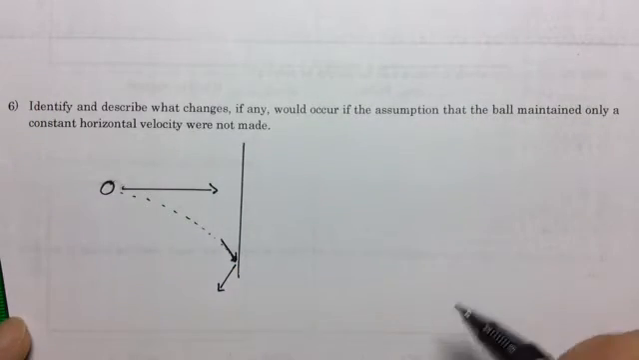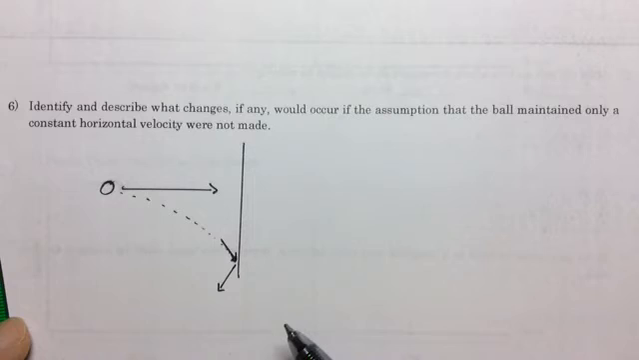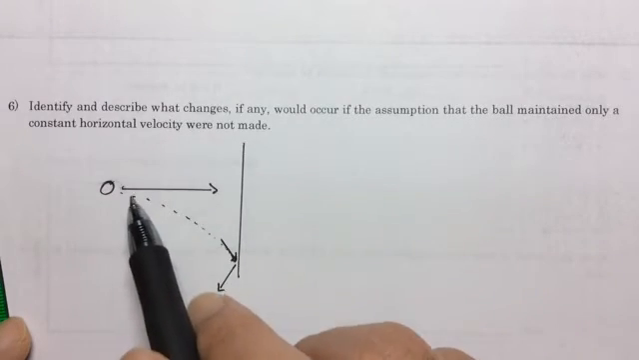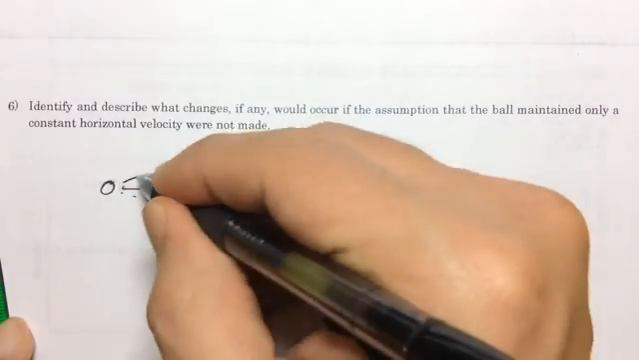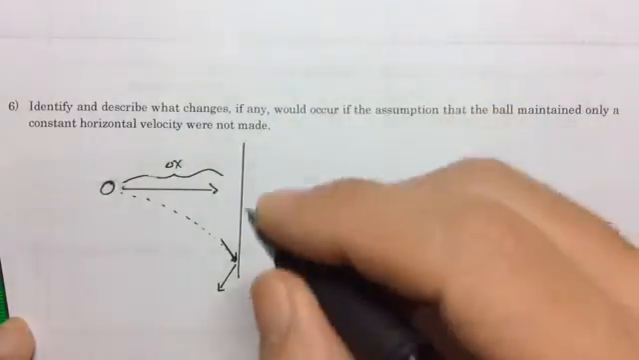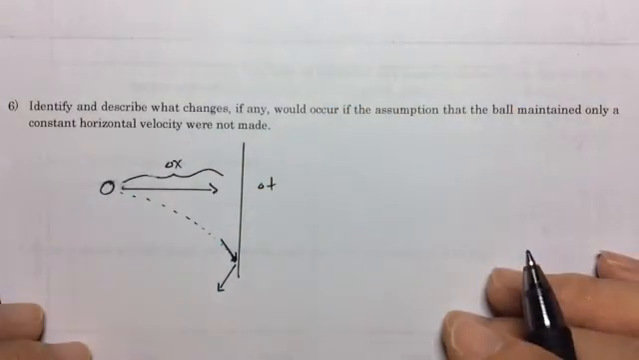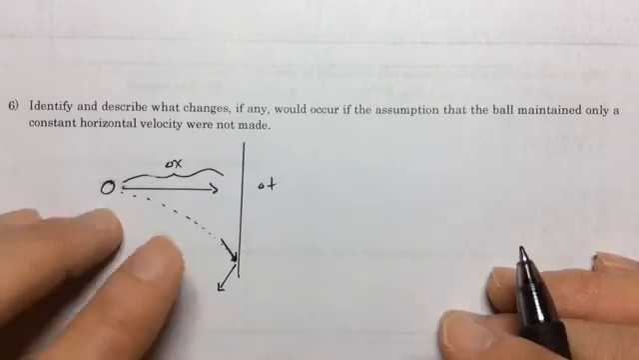But, identify and describe what changes, if any, would happen if we didn't make that assumption. Well, we'd have to calculate for the drop of the ball. We'd have to figure out how far away the wall was. We definitely need to know this, right? And given that the change in position would give you also a change in time, we're doing some two-dimensional kinematics. We're doing some projectile motion.